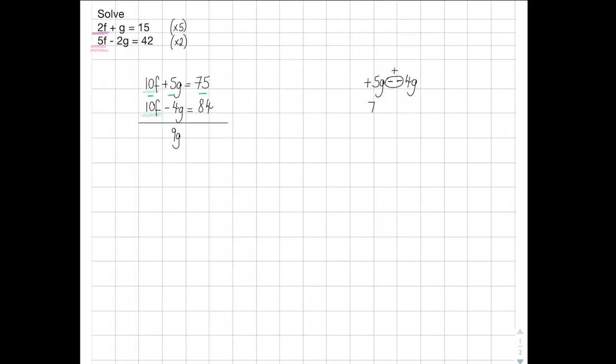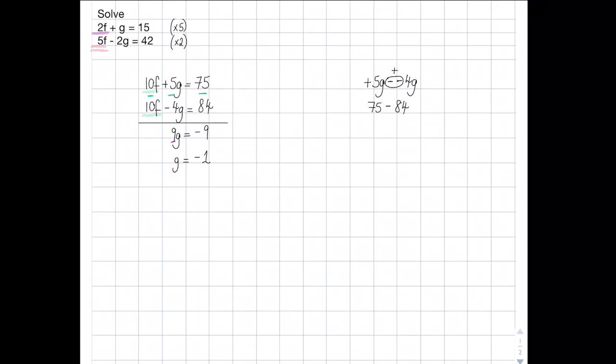And then I have 75, take away in green 84. Now obviously it's a small number, take away a bigger one. So I need to be really careful with that one to make sure that I don't make an error with the maths, but it will be negative. It will be -9. And at this stage I need to get g equals, so I will divide both sides by 9. So this 9, which is over here, I need to divide both sides by 9. So I end up with g equals -1. So my g is -1.